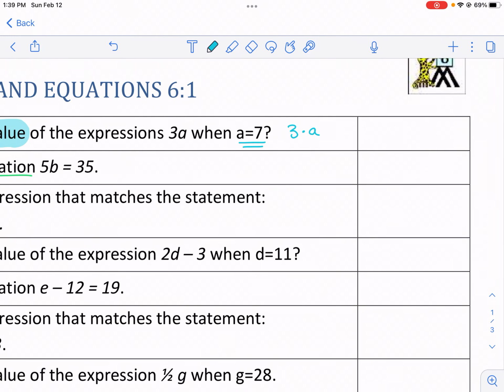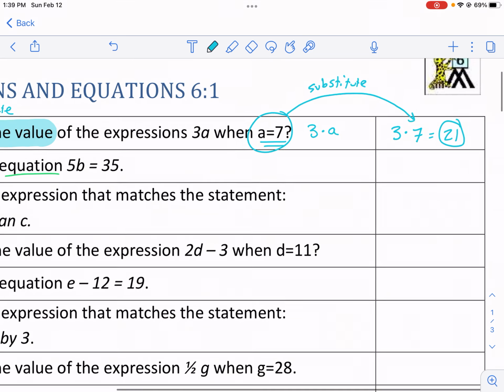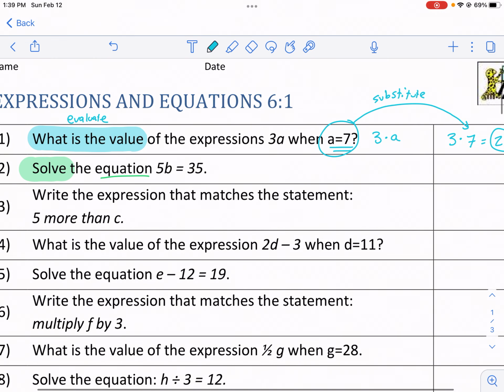So 3 times a is what it's saying here, so we're going to rewrite it as 3 times a, but because it tells us that a equals 7, we are going to substitute that value in. I like to call it plug in, but really it's substituting. So instead of writing 3 times a, I'm going to be writing 3 times 7. Well, guess what? I can calculate that. I know 3 times 7 equals 21, and that is going to be my answer. So 21 is my answer to number 1. I evaluated it. I found the value.